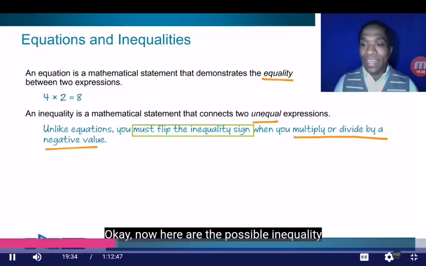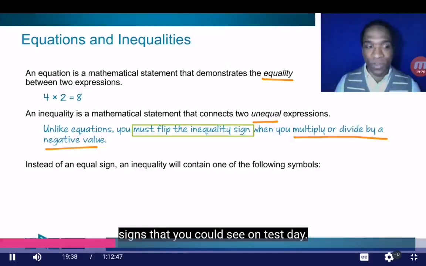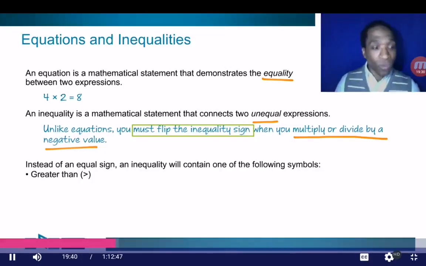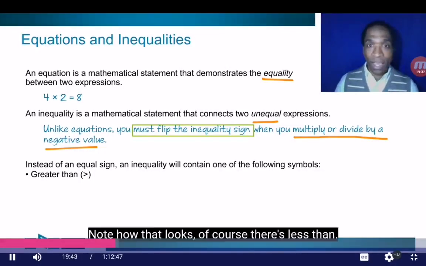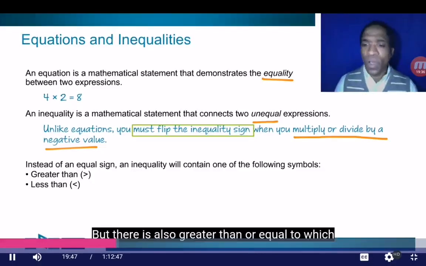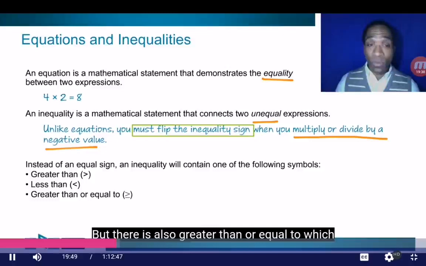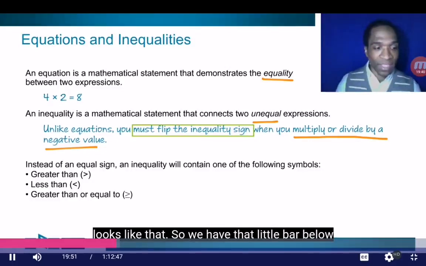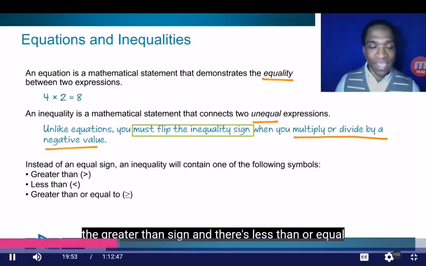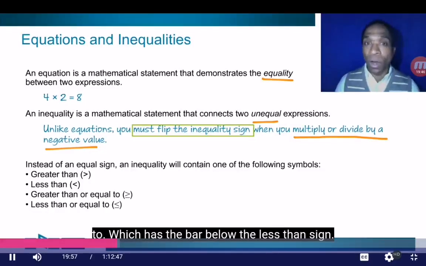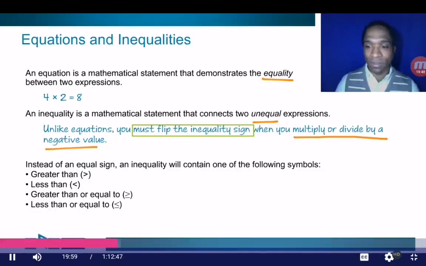Okay, now here are the possible inequality signs that you could see on test day. Greater than. Note how that looks. Of course, there's less than. But there's also greater than or equal to, which looks like that. So we have that little bar below the greater than sign. And there's less than or equal to, which has the bar below the less than sign.